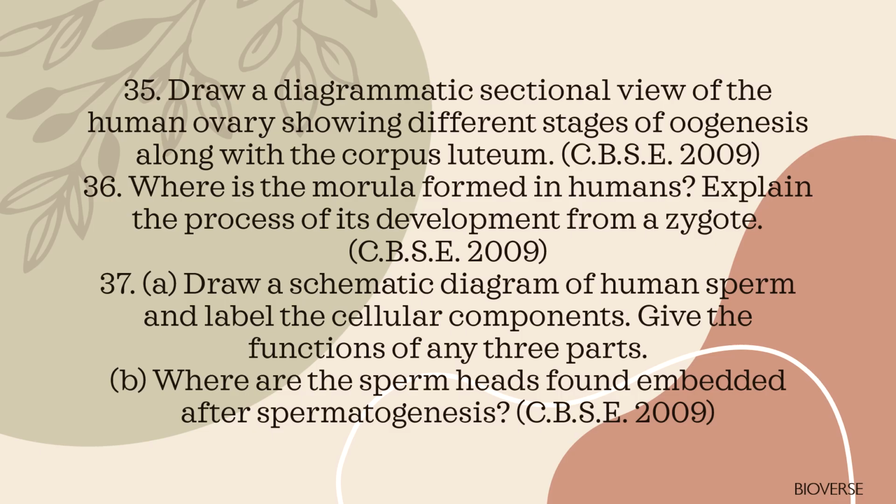Question 37. A. Draw a schematic diagram of human sperm and label the cellular components. Give the functions of any 3 parts. B. Where are the sperm heads found embedded after spermatogenesis? Answer. Functions of 3 parts.